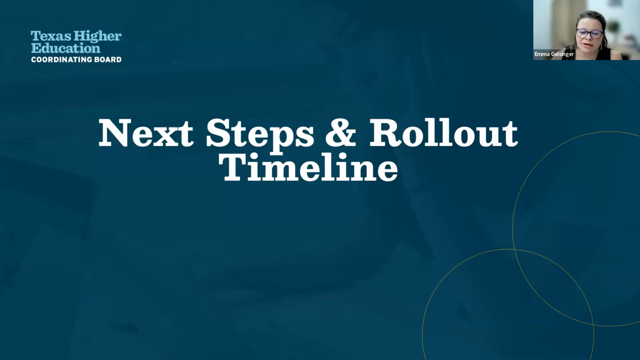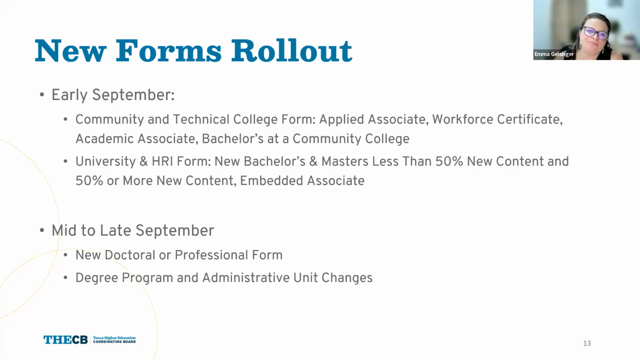All right, next steps and rollout timeline. So again, we're waiting on a couple pieces of functionality, taking slightly longer than expected, but I don't think will be any major delay. So in early September, we're hoping to launch the Community and Technical College Form, the one I just showed you, as well as the University and HRI Form for new bachelor's and master's degrees and the embedded associates. In mid to late September, we're hoping we would be doing the new doctoral and professional form and the degree program and admin unit changes form.